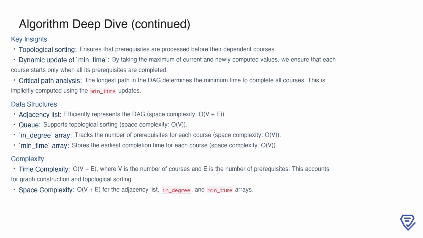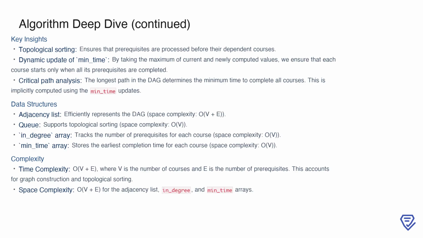The algorithm works effectively due to a few key insights. First, topological sorting ensures that we process each course only after its prerequisites are processed. This guarantees correctness in the order of execution. Second, the dynamic update of the min_time array allows us to account for all incoming dependencies. By taking the maximum of the current and newly calculated values, we ensure that a course starts at the earliest possible time after its prerequisites are completed. This approach implicitly performs a critical path analysis, as the longest path in the DAG determines the minimum time required to complete all courses. To implement this efficiently, we use specific data structures.